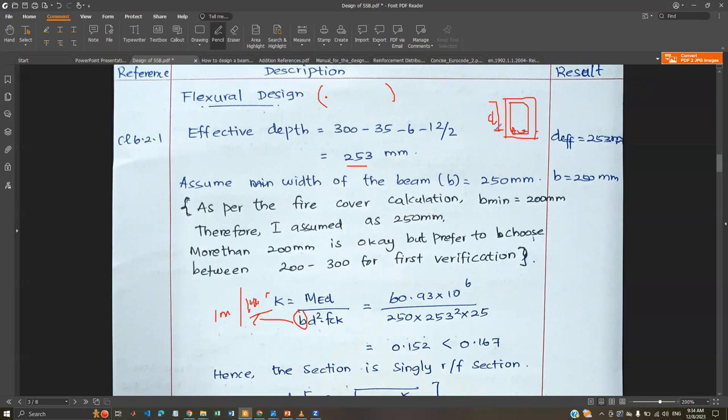But when we are dealing with the beam, we don't do something like that. What we generally do is assume this B and perform the calculations to check whether this is satisfying or not, right? So you can see, I'm going to assume my B as 250 millimeter.